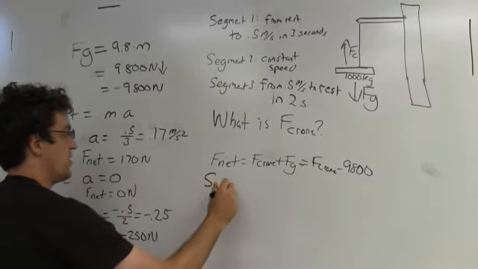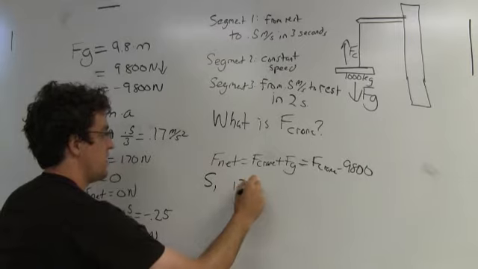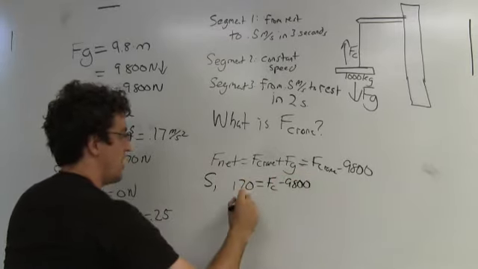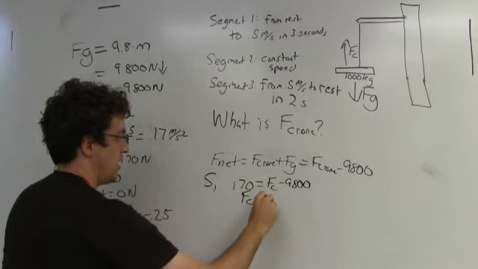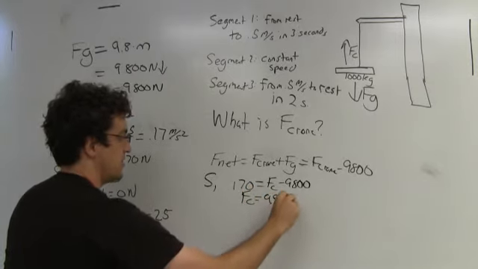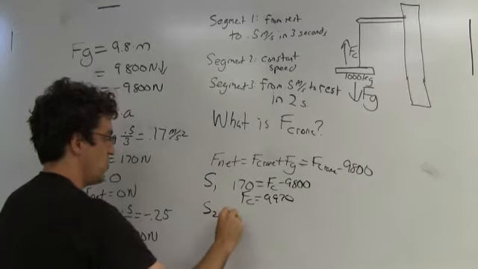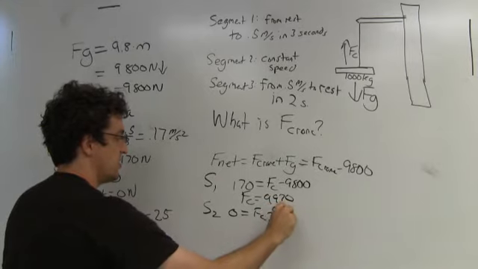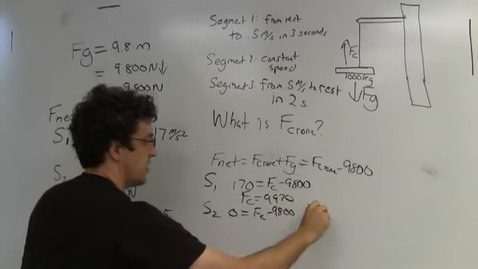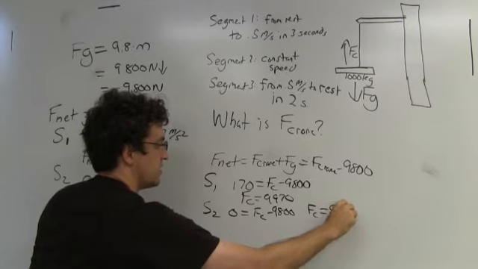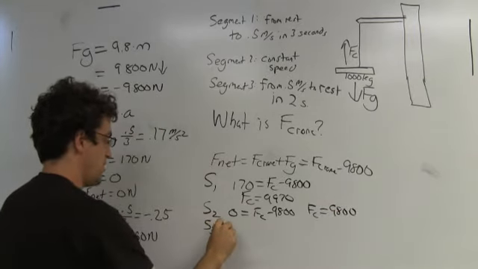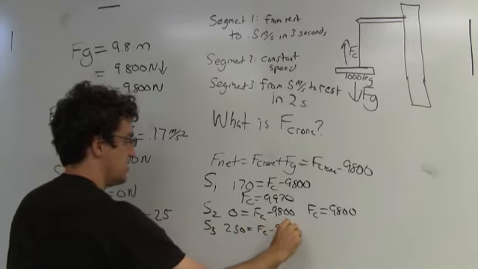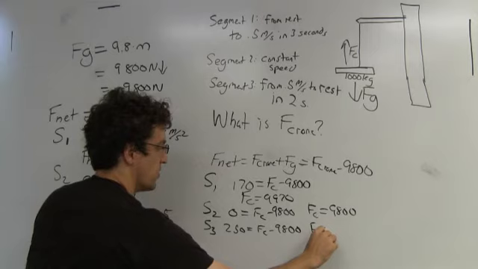So for segment 1, we get 170 equals Fc minus 9,800, so Fc equals 9,970 newtons. For segment 2, we get 0 equals Fc minus 9,800. So Fc equals 9,800 newtons. And for segment 3, we get negative 250 equals Fc minus 9,800. Fc equals 9,550 newtons.